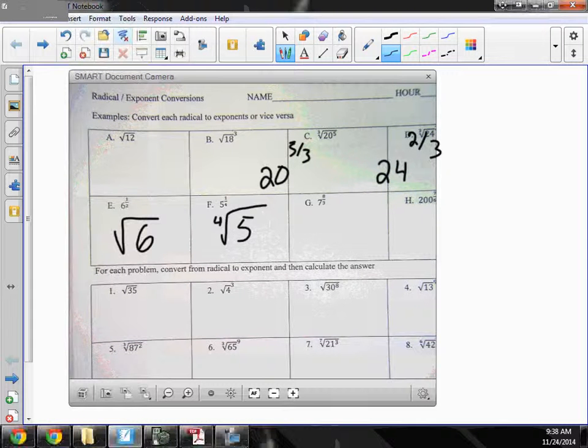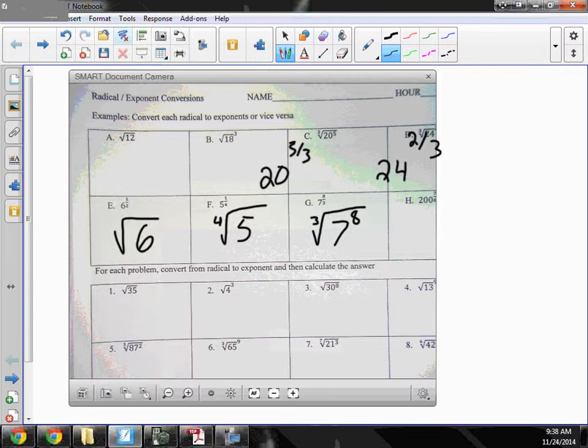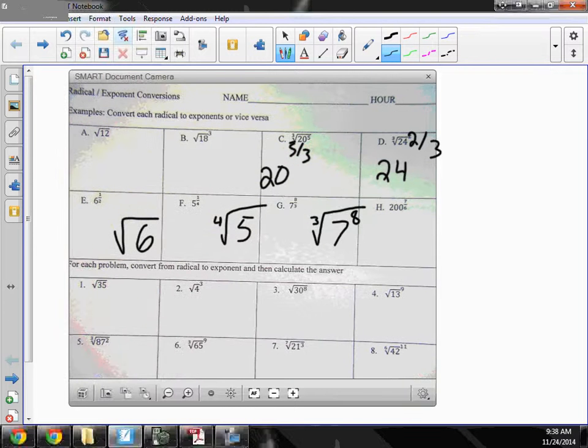Okay, how would you do G? The 3rd root of 7, and the 8 can either go inside or it can go outside, but not both. And again, there are some times where putting the root inside is different than outside, but it's only if you have negatives and if your exponent is even. But we're not going to worry about that. Okay, and then this would be the 6th root of 200 to the 7th.